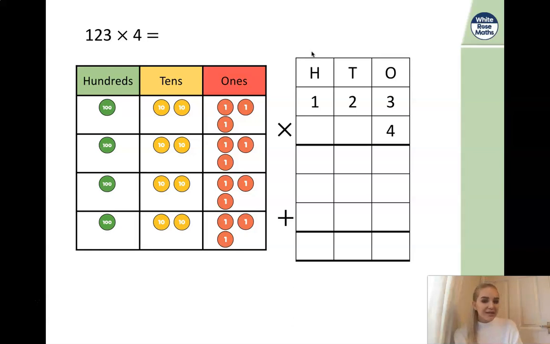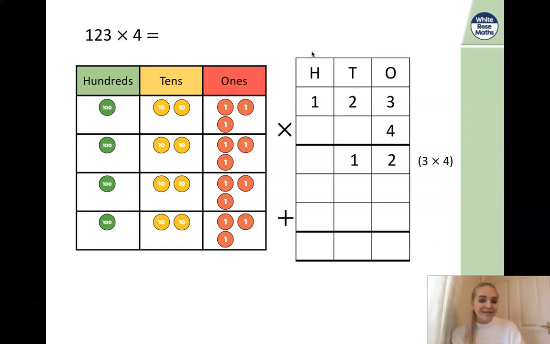Now the first thing to do is deal with my hundreds first, right? No, I have to deal with my ones first, don't I, in case I need to make an exchange. Have I got more than 10 ones? I do. I have got 12 ones. So what I can do is write that as 3 multiplied by 4, which is 12.